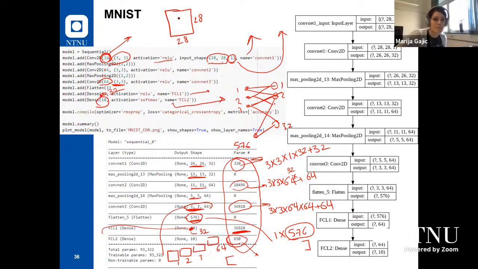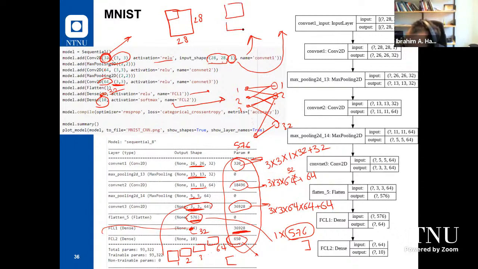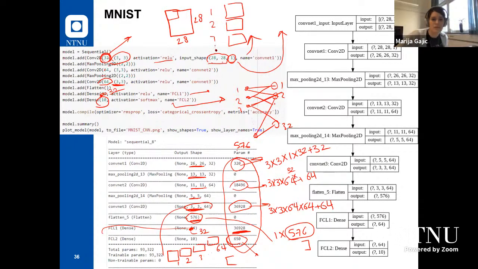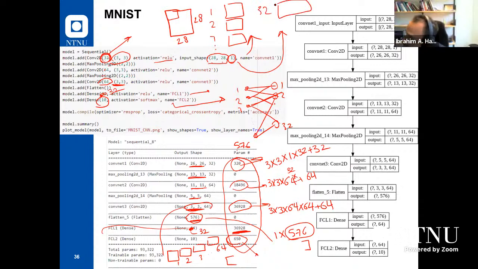So we will apply 3 times 3. How many filters will we have here? We will have 32 filters. Each time we apply a filter to this input image, we will generate a new feature map. So how many feature maps will we get? We will get 1, 2, 3, until 32 feature maps from a single image.